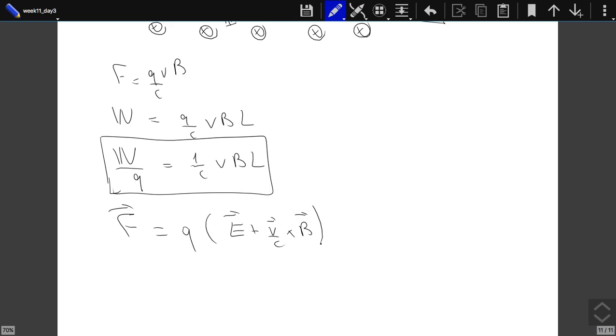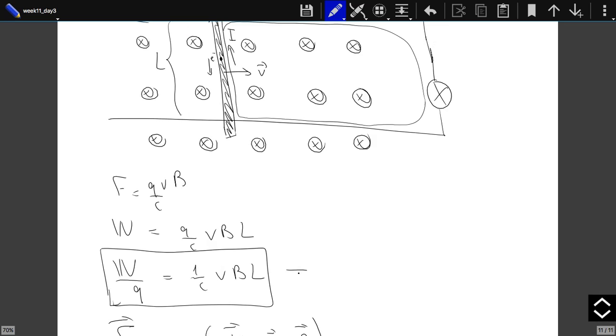Now, let's go step by step. Let's start with this expression over here. What is this? This work per unit charge is what we call the EMF. The battery has an EMF. So we will see that changing magnetic fields create an EMF. In this case, it will be the moving rod that is creating the EMF, that is, the work done on a charge as it crosses our system.